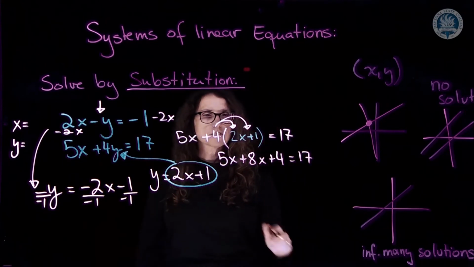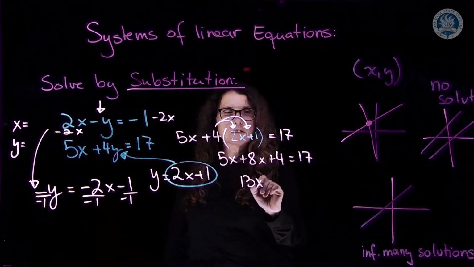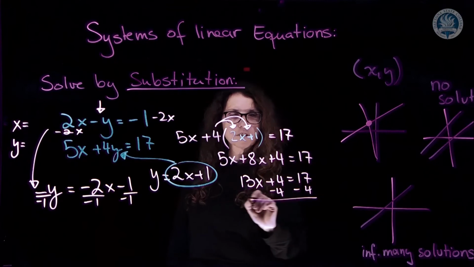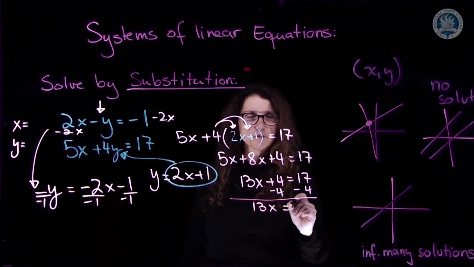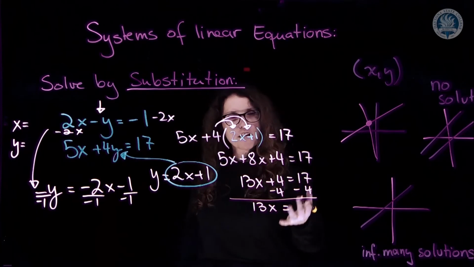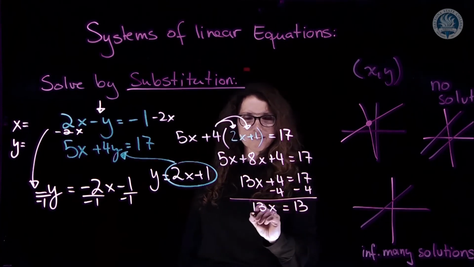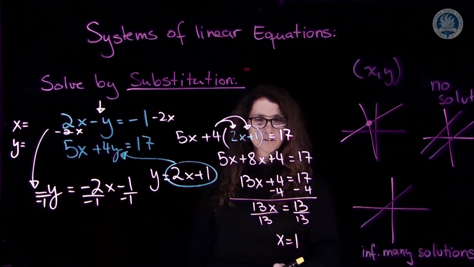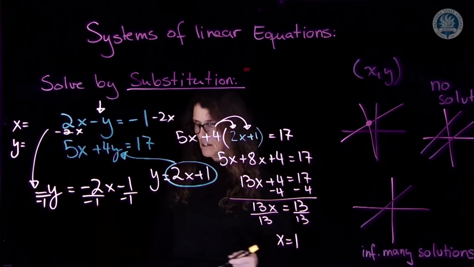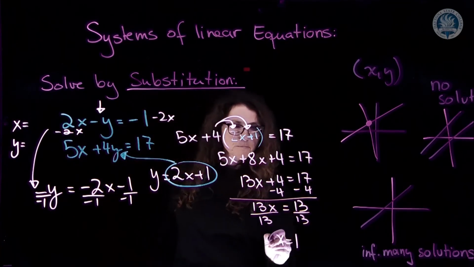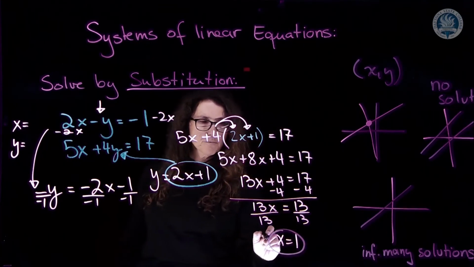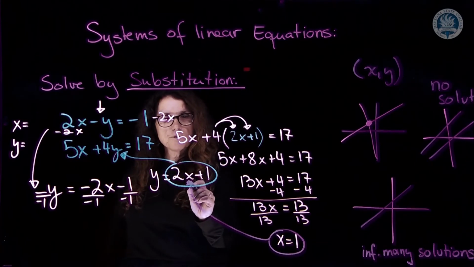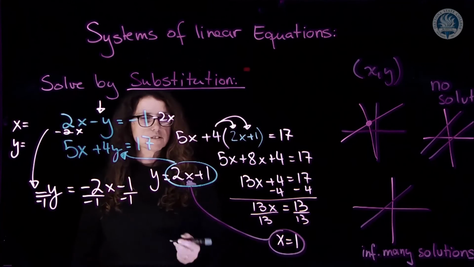5x plus 8x, combining like terms, is 13x, plus 4 equals 17. Subtract 4, because we want to solve for x, and look how beautiful this is. 17 minus 4 is 13. Divide by 13. x equals 1. Beautiful. Now we just have to find y. How do we do that? We're going to substitute again the x equals 1, and you substitute it into the equation that you have solved for y. That makes it easier.